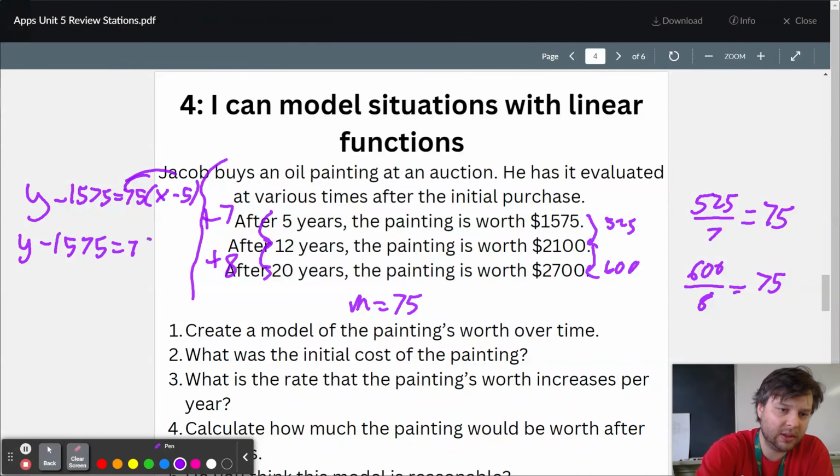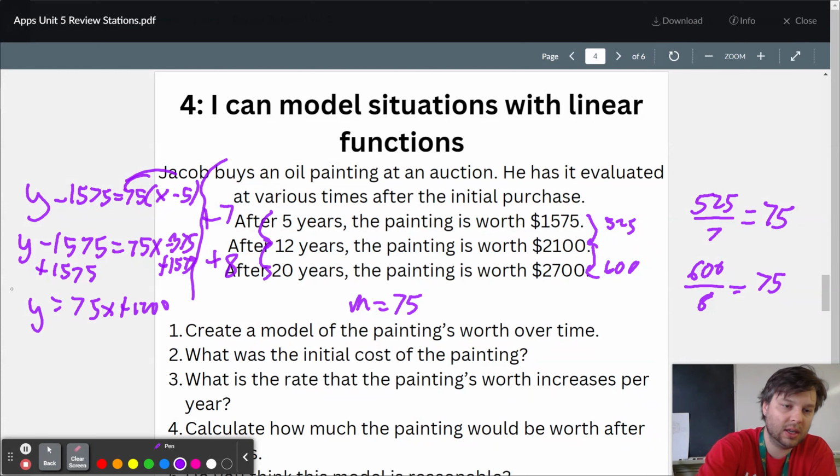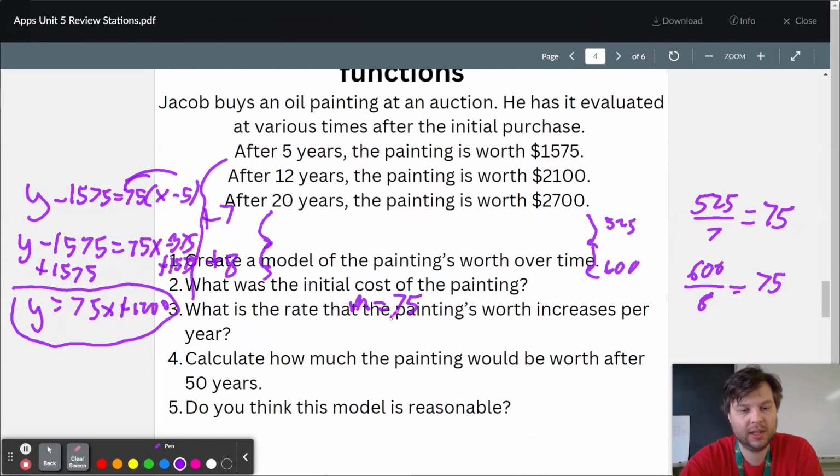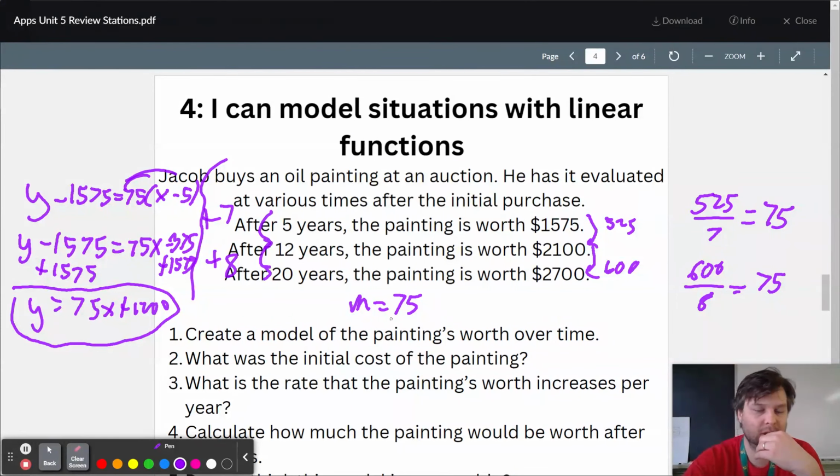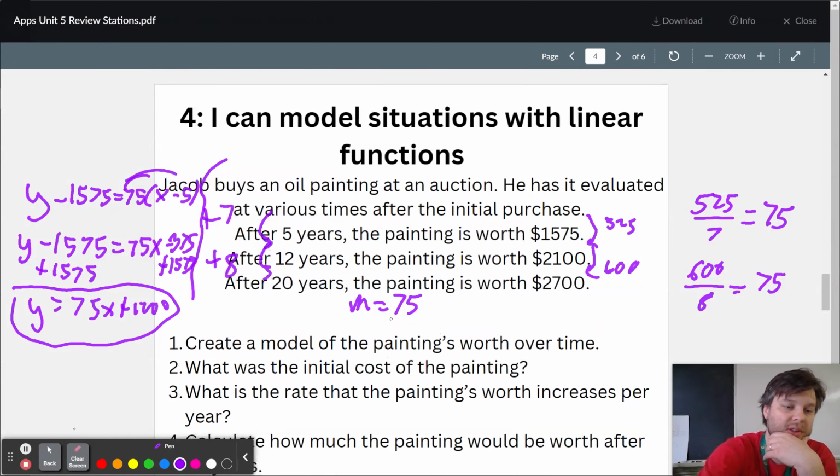So I need to do 75 times x and 75 times 5, 375. And then you see what we're really doing is we're taking away 375 from 1575. So we get 75x plus 1200. And you can check for yourself if that really does work out. How much would the painting be worth after 50 years? You just plug in 50 for x to your model.